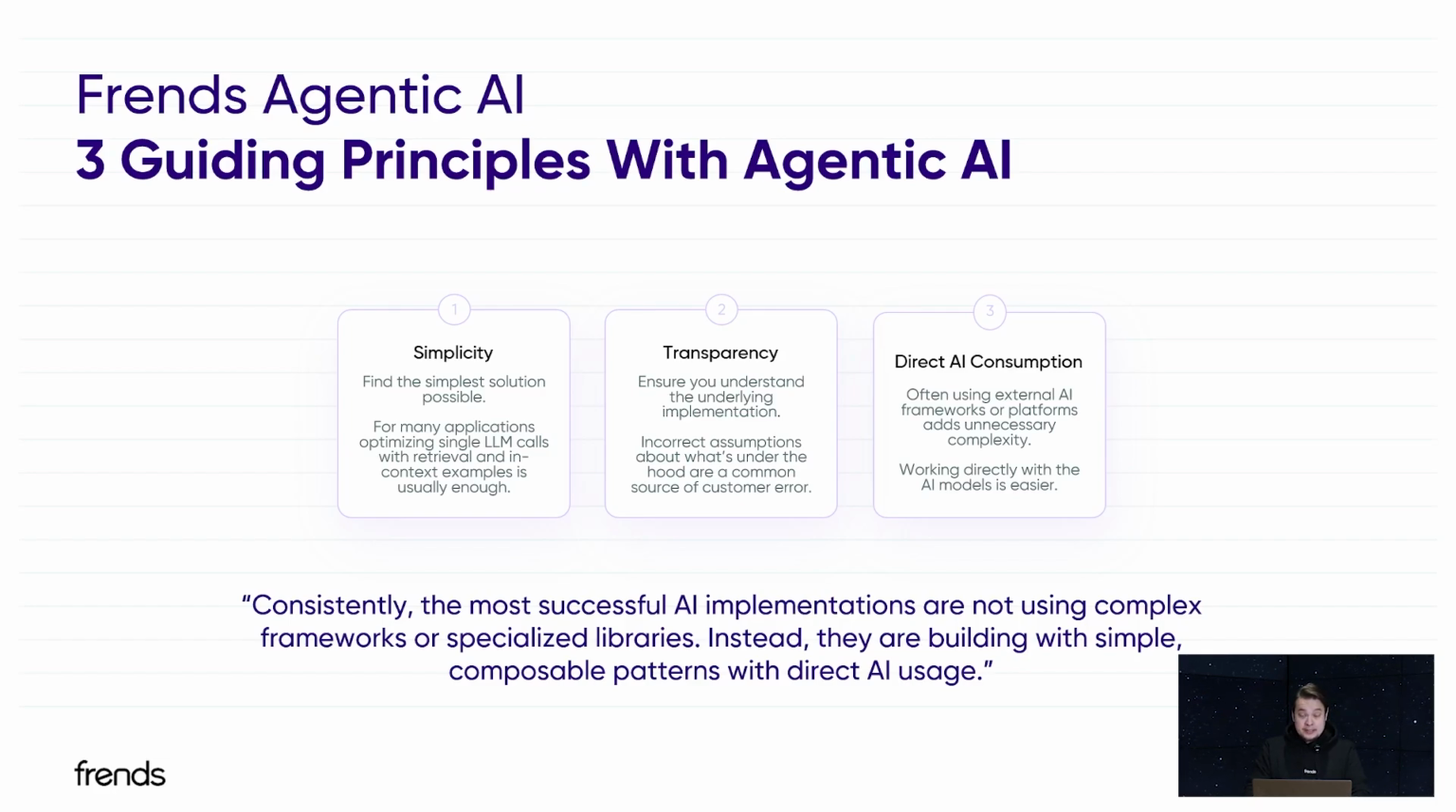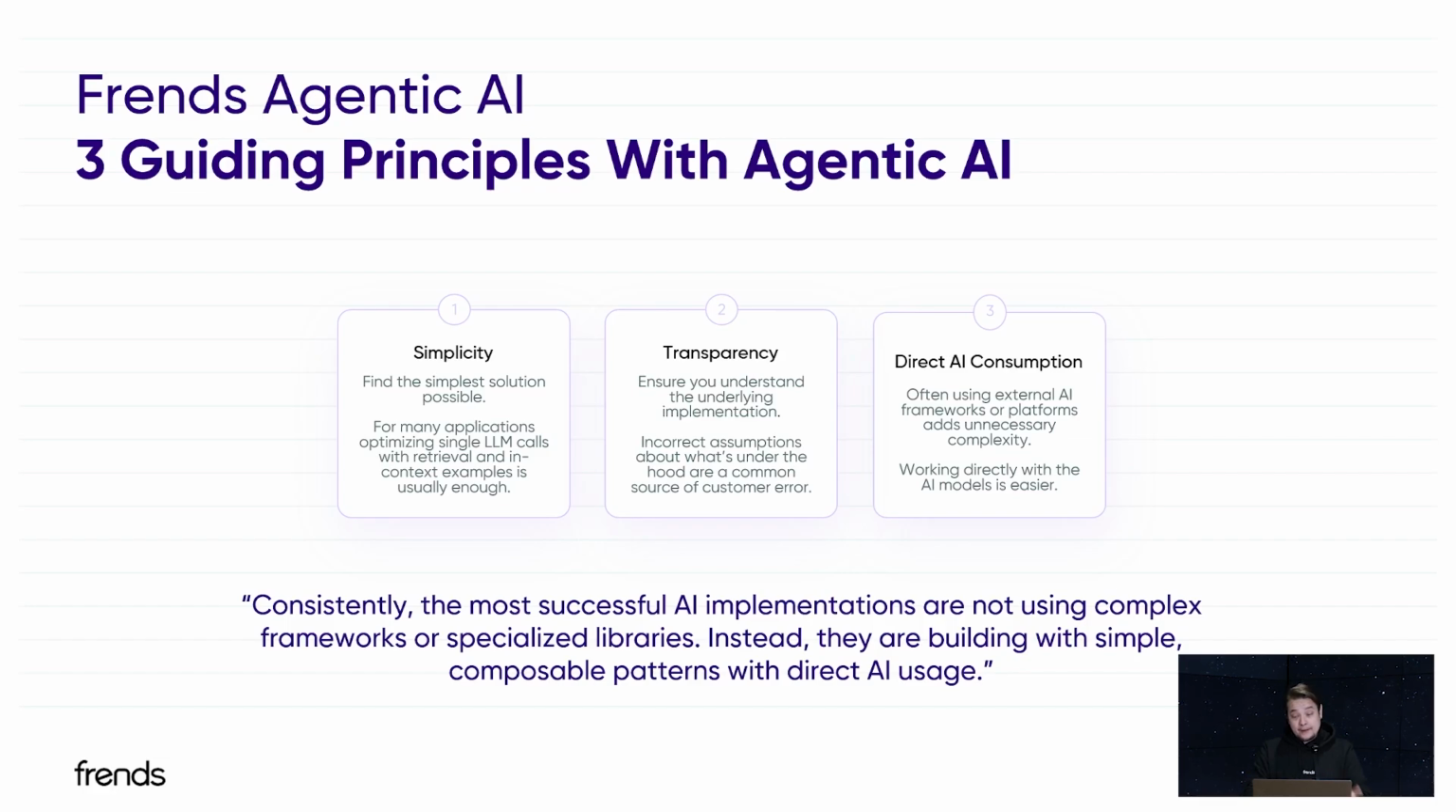Secondly, transparency should be one of the top priorities, because you cannot control or govern something you don't see. You need to ensure that you understand the underlying technical implementation around AI, because what we see in actual real customer scenarios is that incorrect assumptions on what's actually happening with the AI are a very common source of errors and problems down the road if you don't have that transparency in place.